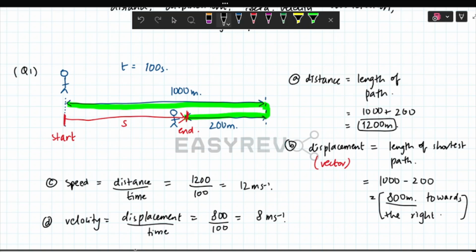So this is just one sort of a scenario where distance and displacement just so happen to be different, all because of the way the path of the moving object is arranged. Now let's look at the next question.